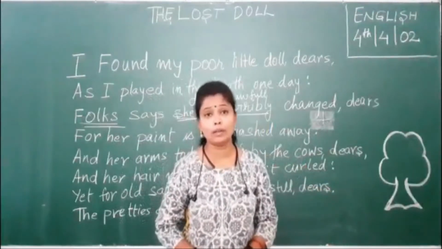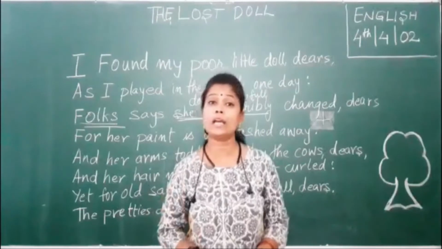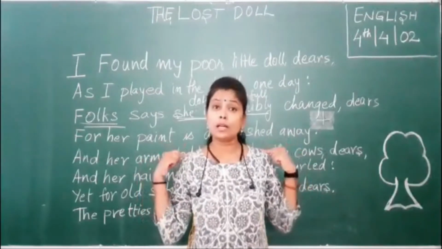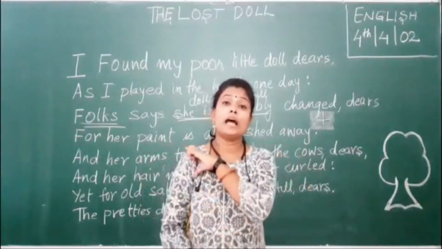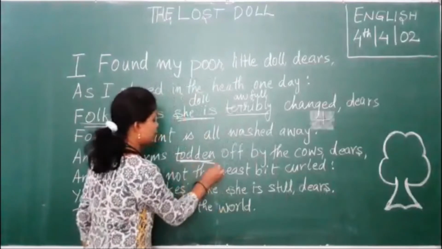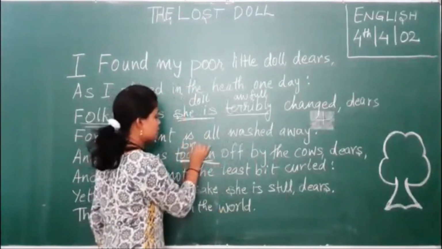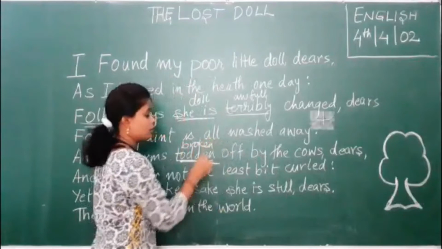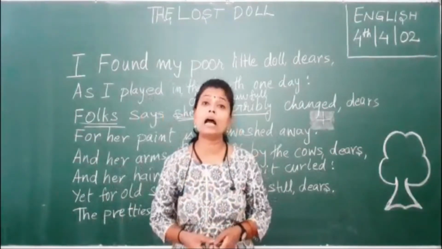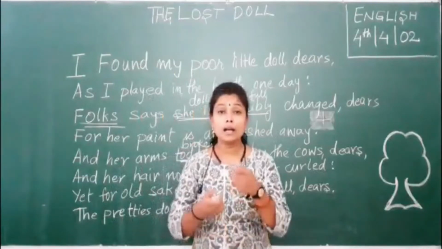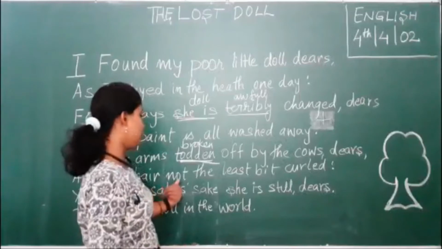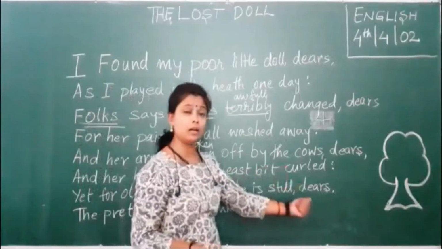Oh my God. Her arms were okay. She was having her arms joined to her shoulders. But what had happened? They had been trodden away. Trodden means broken. It had been broken away by the cows. And her hair not the least bit curled.